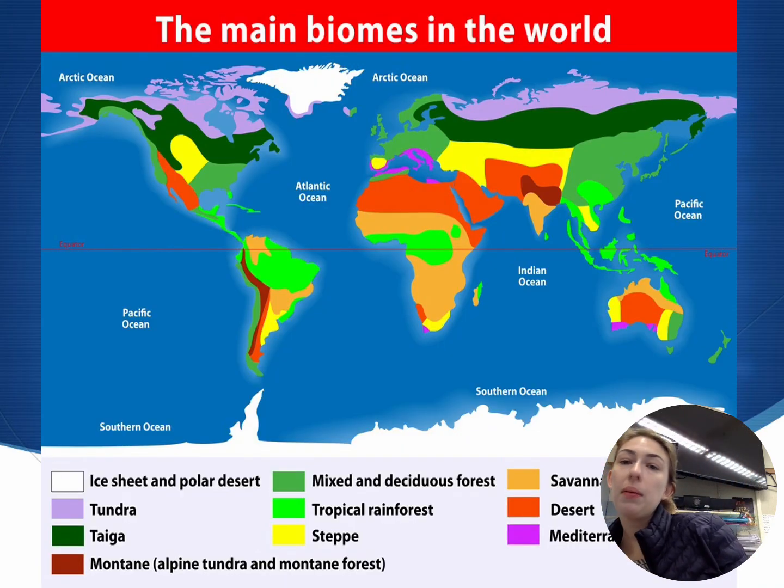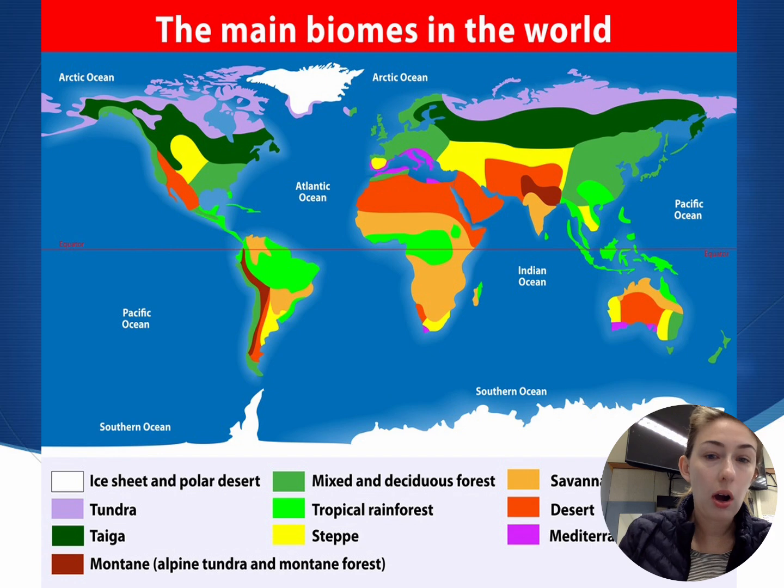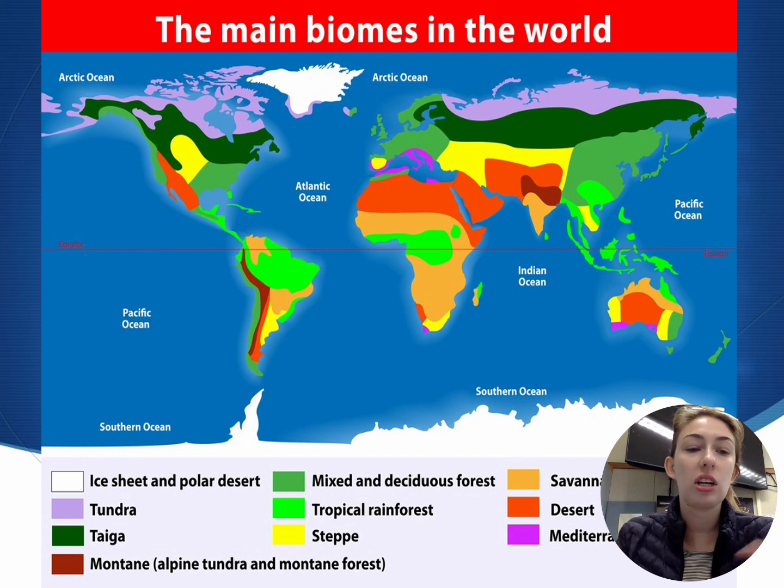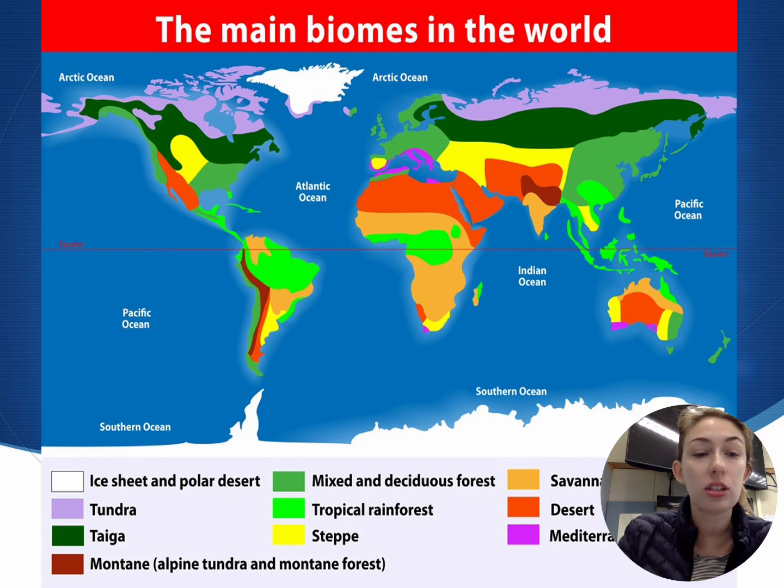These are the primary biomes in the world. We've got our polar deserts and ice sheets, our tundra, taiga, tropical forests, savannas and deserts and grasslands. I'm going to walk you through the primary ones you need to know for our class in just a little bit.